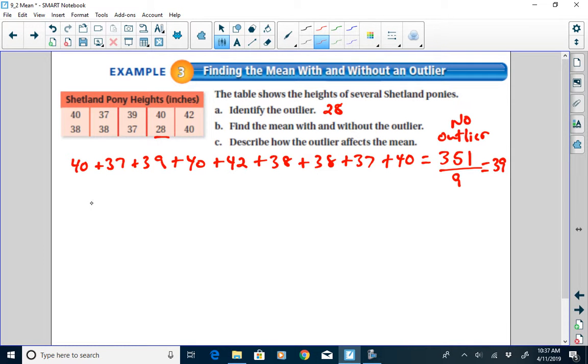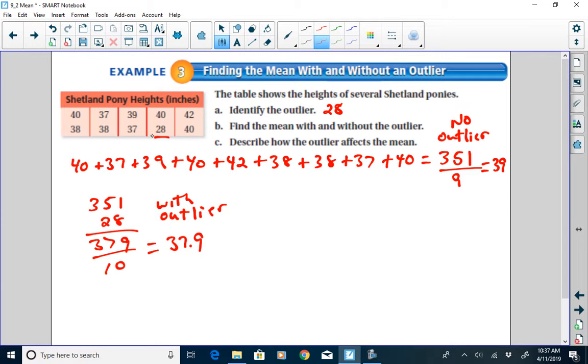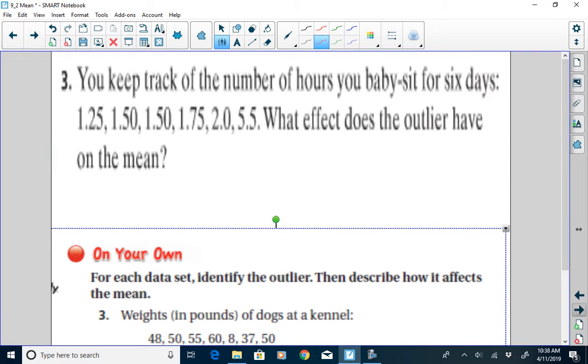The mean with the outlier: I take my sum of 351, I add that outlier of 28, and it's going to give me 379 with the outlier. Dividing that 379 by 10 gives me 37.9 for the mean with the outlier. So we'll see once again that because the outlier is less than all of the other data items, our mean with the outlier is going to be less than our mean without the outlier. And that should just make sense.